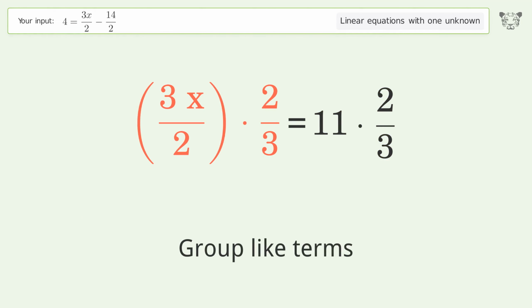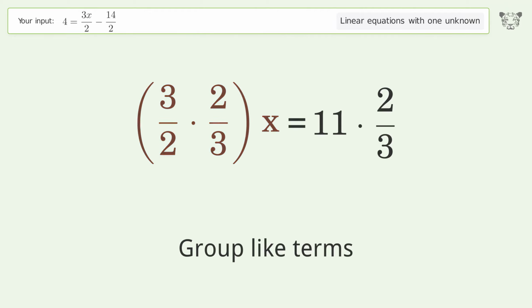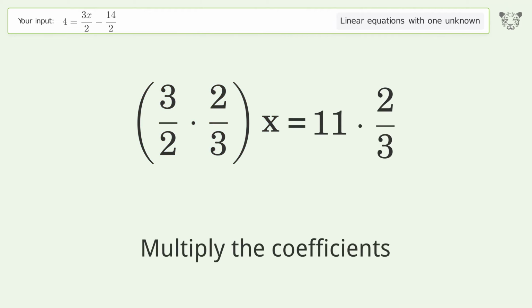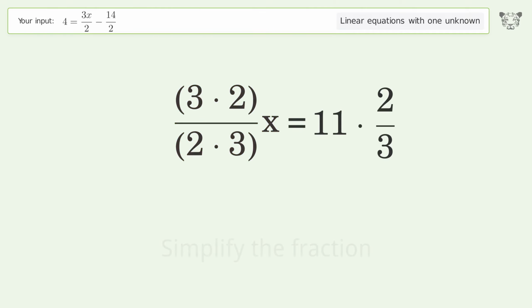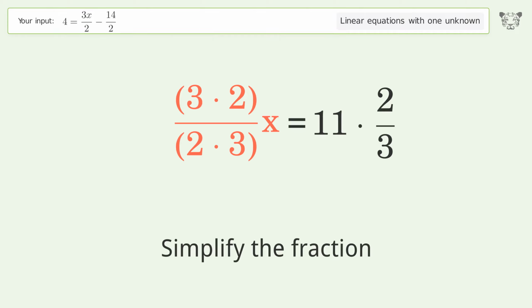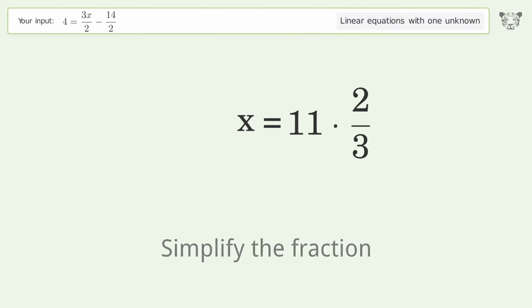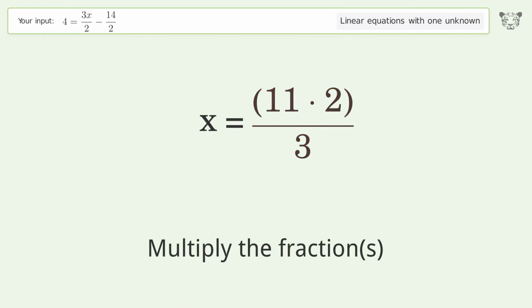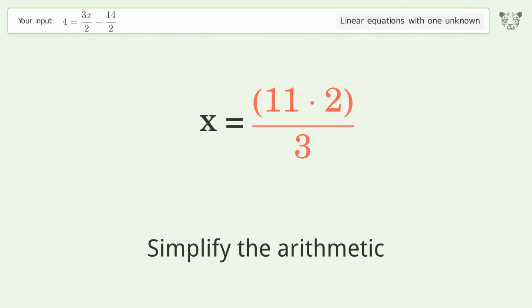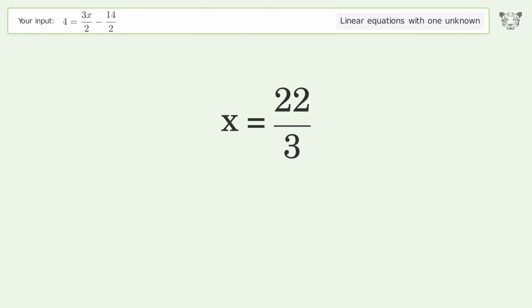Group like terms. Multiply the coefficients. Simplify the fraction. Multiply the fractions. Simplify the arithmetic. And so the final result is x equals 22/3.